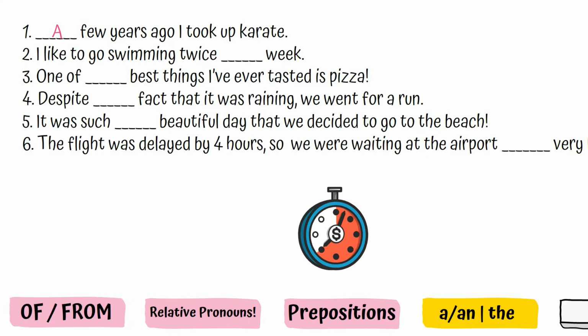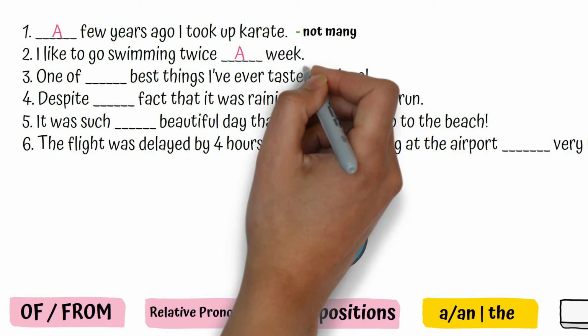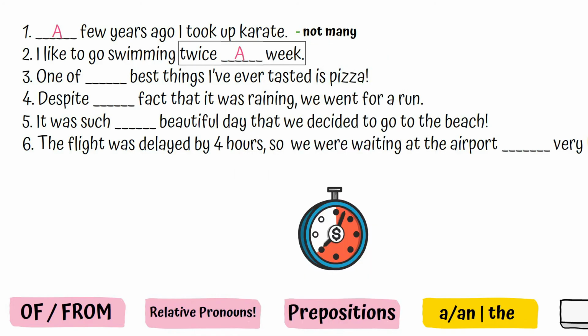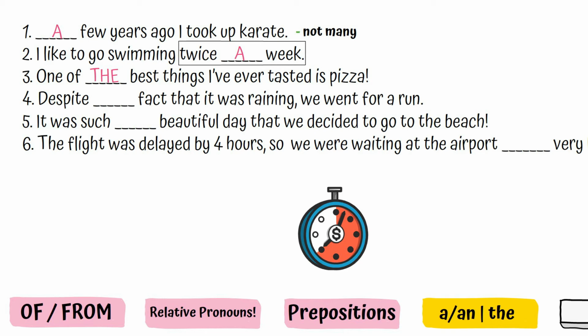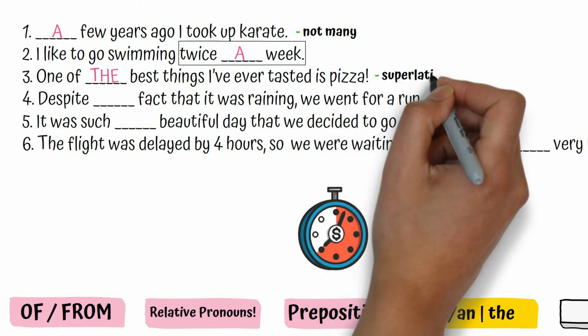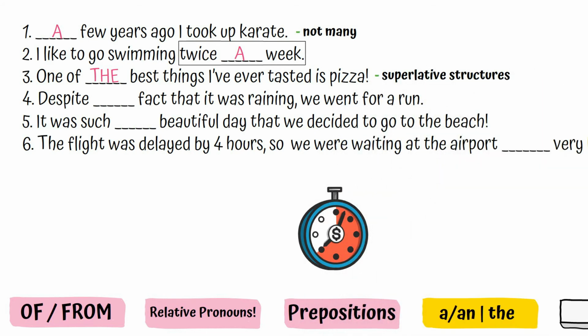Number 1. A few years ago. We use a few to mean not many. Number 2, twice a week. We can use a in the common collocation twice a week. Number 3, the. We use the in superlative structures like the best.